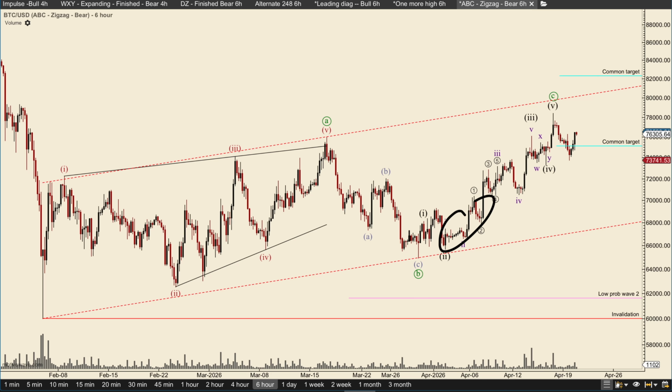But we hit a lot of different uncommon targets here for the 1-2s, which lowers the probabilities for that. So that is not my highest probability count. This has a higher probability. It is still possible for a 1, 2, 1, 2 and then just go, but it has a lower probability just because of those Fibonacci targets being hit.